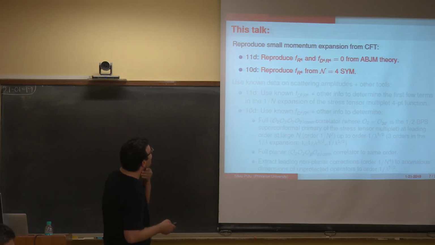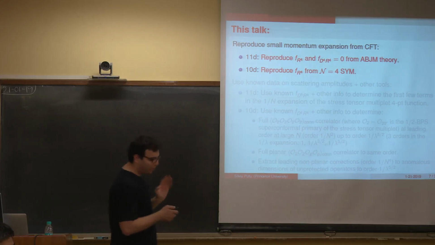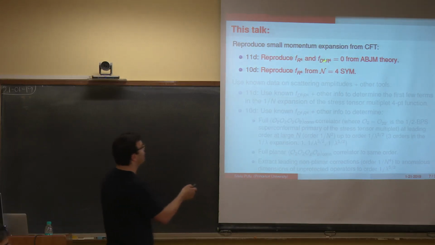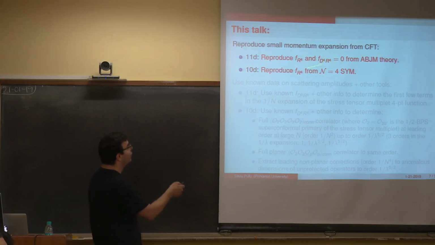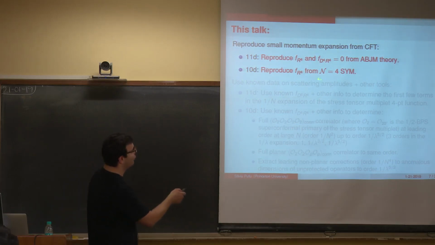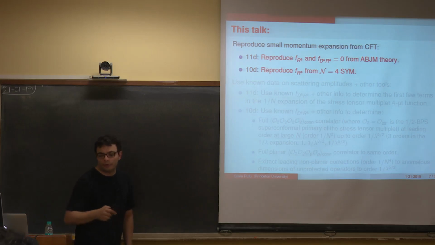Okay, so in this talk, what can we show? We can reproduce F R to the 4th and show that F D to the 4 R to the 4th is 0 in 11 dimensions from ABJM theory. And in 10D, we can reproduce F R to the 4th from N=4 super Yang-Mills.